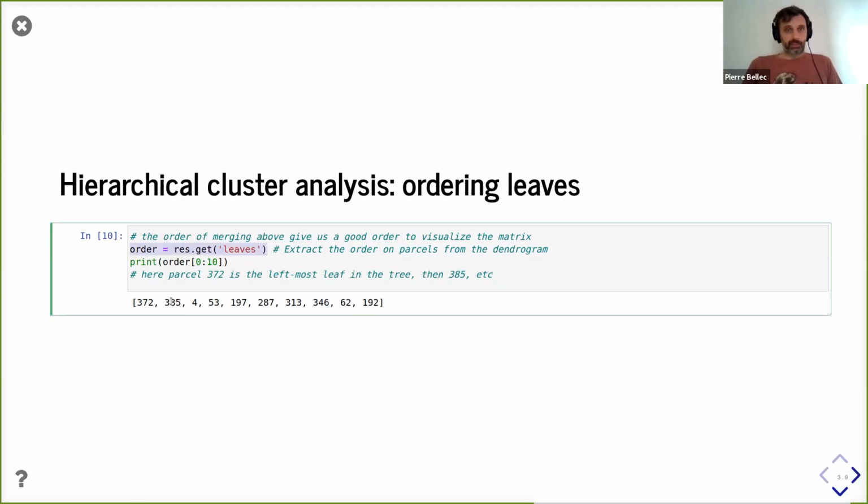What it's going to look like is a vector of length 444. And it's going to tell you where to put each region. The first one you have in the vector is the number 372. That means that when you order your matrix, you should start with parcel number 372, and then 385, and then 4, and then 53, and so on and so forth. So that's what this vector means.